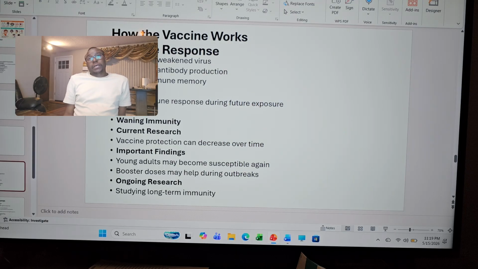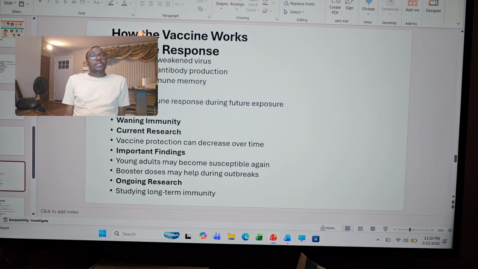How the vaccine works: immune response. It introduces a weakened virus, stimulates antibody production, and creates immune memory. The result is a very fast immune response during future exposure. So that means if you got the jab or the shot and you get sick in future, this one will protect you.